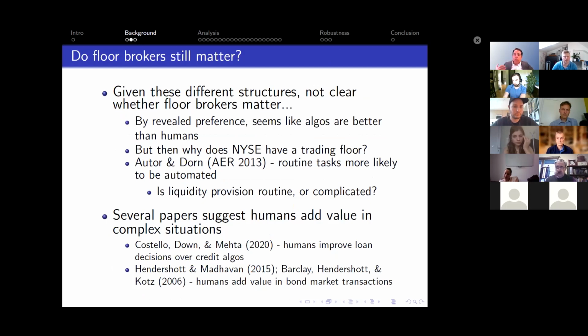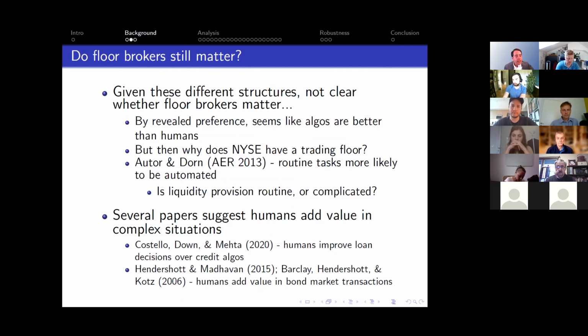So I really want to explore: does floor trading, do floor brokers, still matter? And as I said, given all these different structures, it's not clear whether they matter. And the fact that algos have been replacing humans is at least one data point that says human beings are outdated, right? They can't do this.